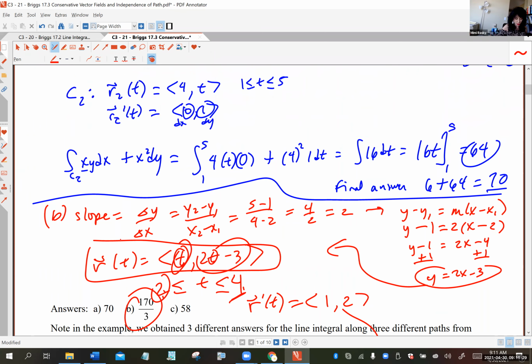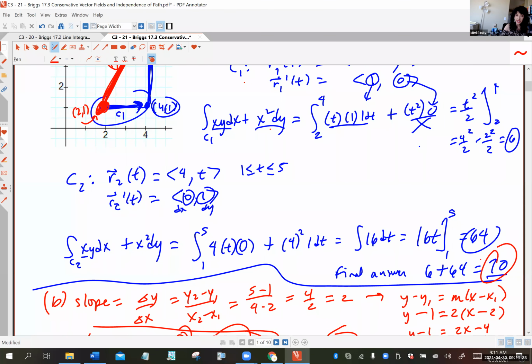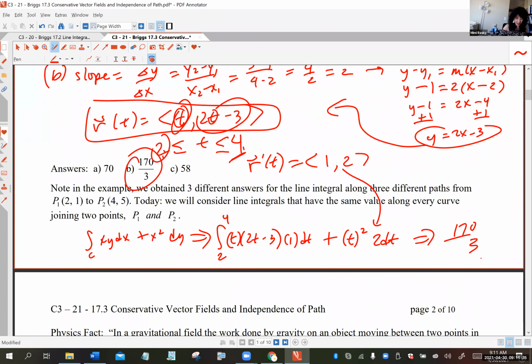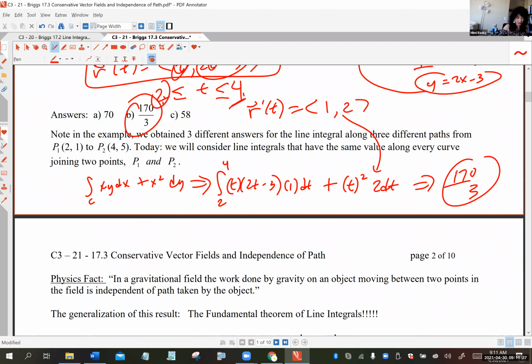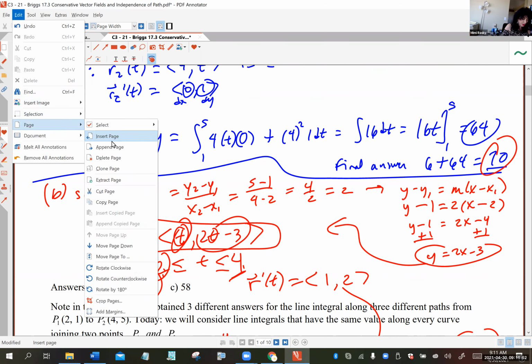Now, so far, what's the point? The first answer we got was 70, and this answer is totally different. It's 170 thirds. So, well, so what? So, you know, we were doing a line integral over different curves. Yeah, I know that, but just keep your eye on the ball here. So I'm going to do the last one real fast.